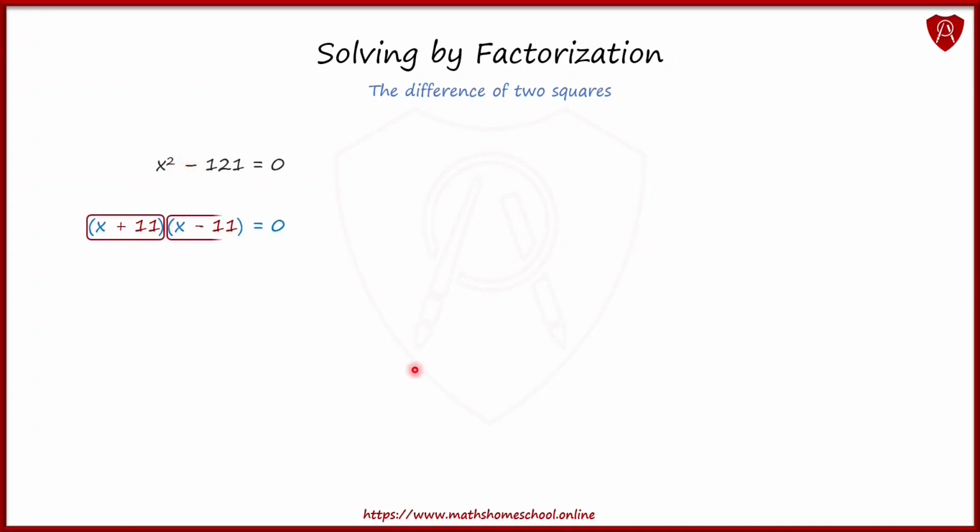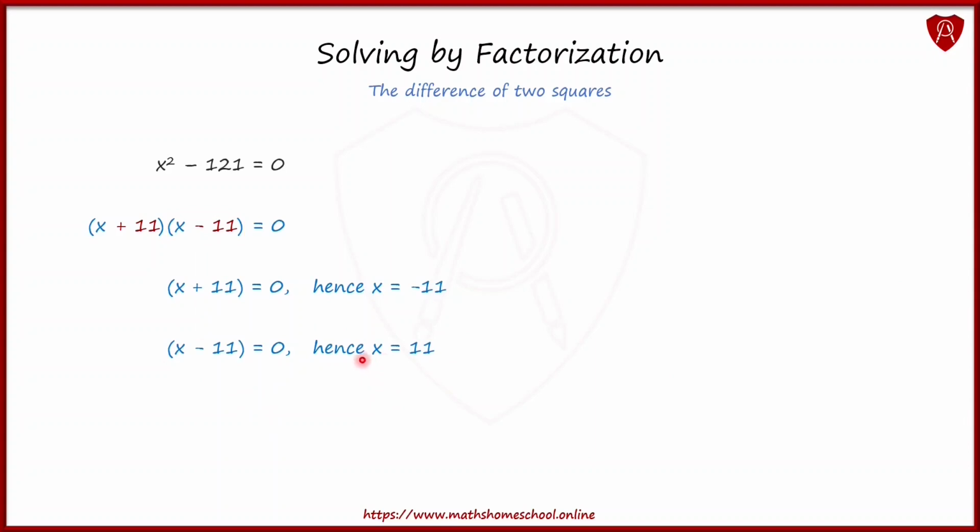Our two brackets. The first one, x plus 11 is equal to 0, so x is negative 11. Then x minus 11 equals 0, x is equal to 11. And that's our solution.